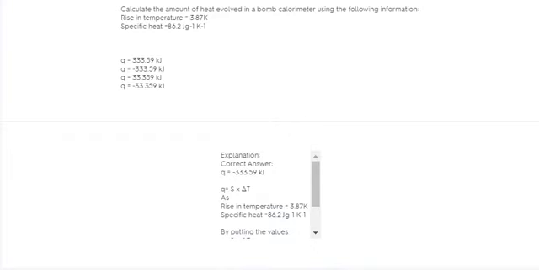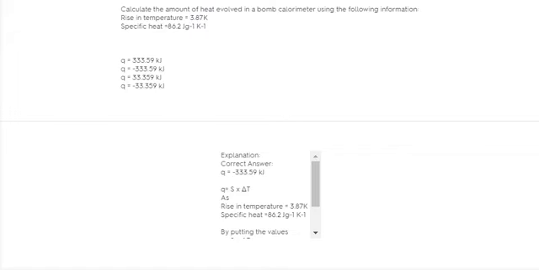Calculate the amount of heat evolved in a bomb calorimeter using the following information. Rise in temperature equals 3.87 Kelvin. Specific heat equals 86.2 J g^-1 K^-1. Q equals 333.59 kilojoules. Q equals minus 333.59 kilojoules. Q equals 33.359 kilojoules. Q equals minus 33.359 kilojoules.